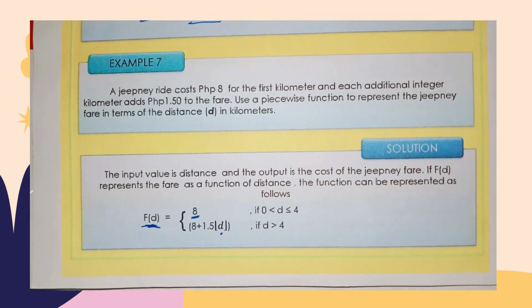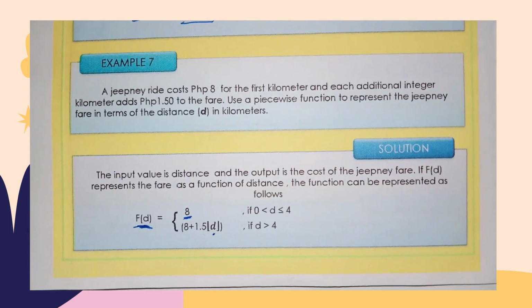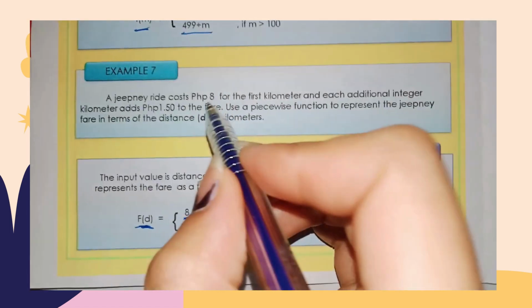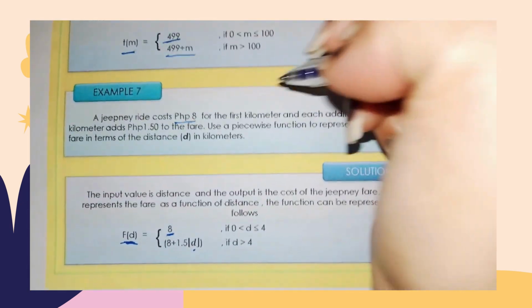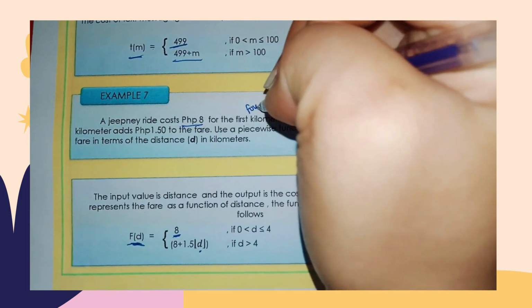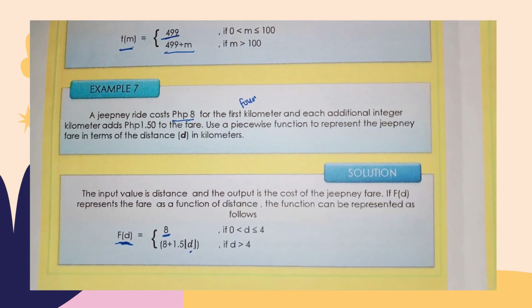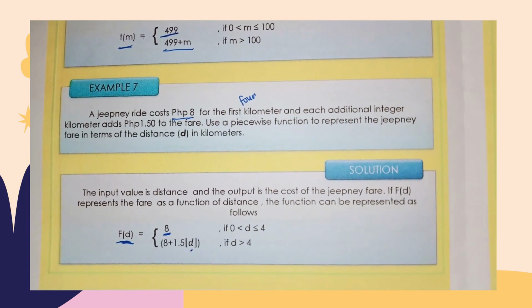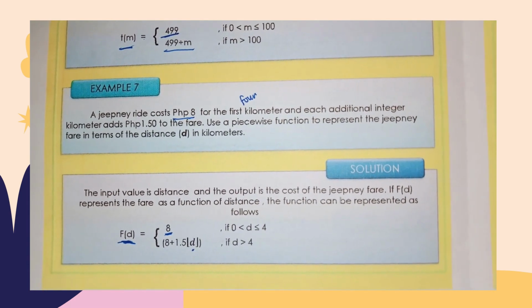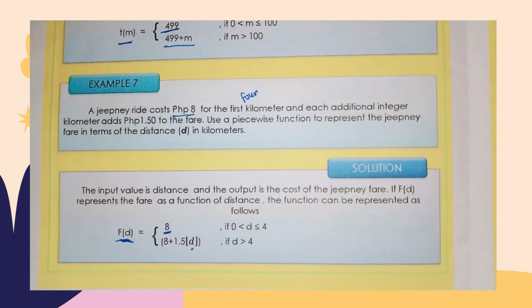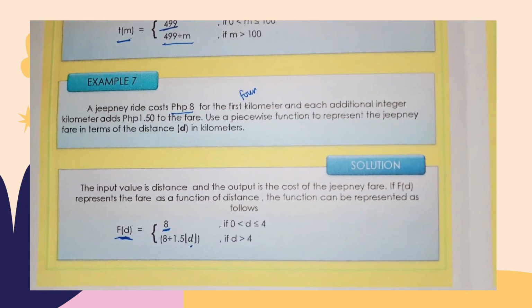Paano naman yung piecewise function na example 7? A jeepney ride costs 8 pesos for the first, meron typographical error dito, for the first 4 kilometer, and each additional integer kilometer adds 1.50 pesos to the fare. Use a piecewise function to represent the jeepney fare in terms of the distance d in kilometers.